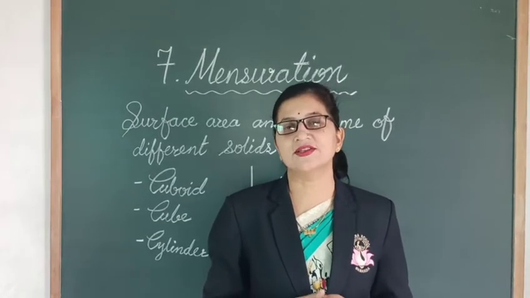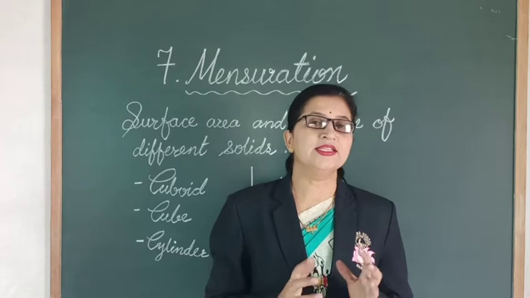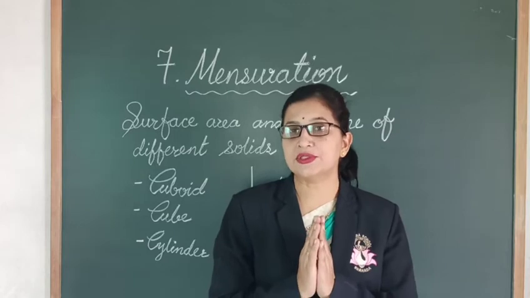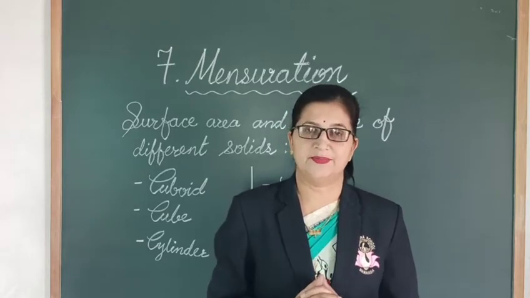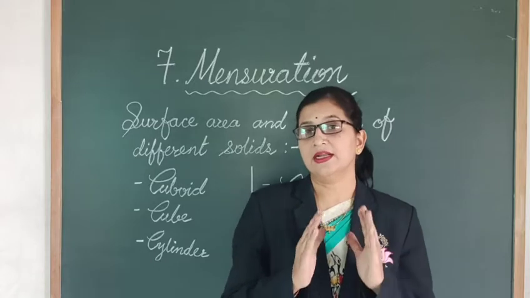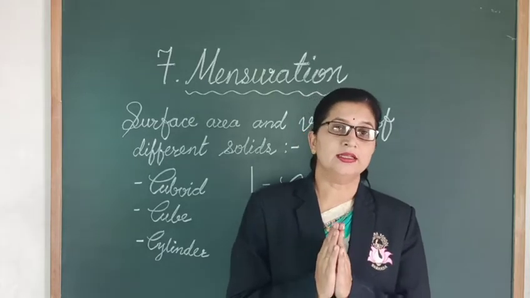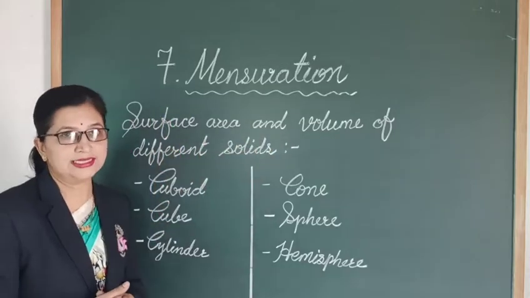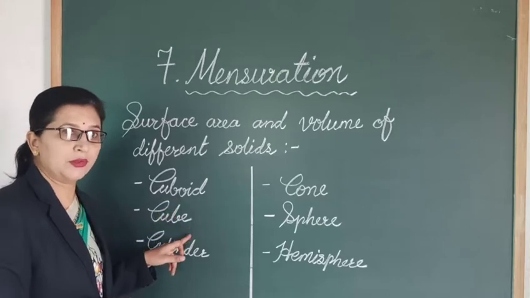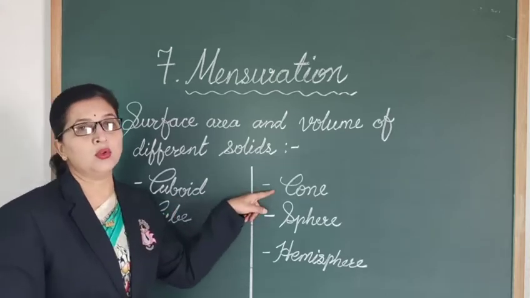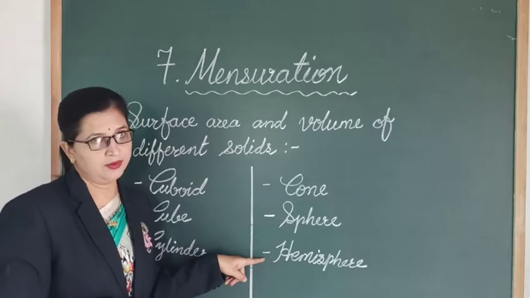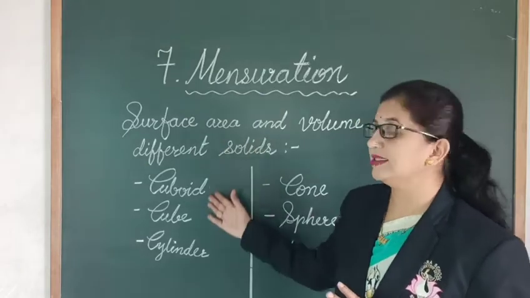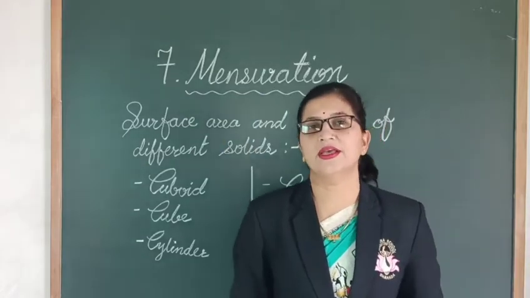Of Mathematics Class 10. Dear students, in this video, we are going to learn the last chapter of Mathematics 2, that is mensuration. In this chapter, we are going to learn first the surface area and volume of different solids like cuboid, cube, cylinder, cone, sphere and hemisphere. In this video we will learn the formulae for all these solids. So let's start with the cuboid.